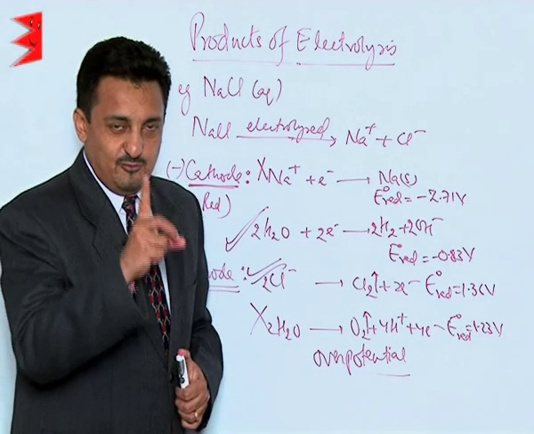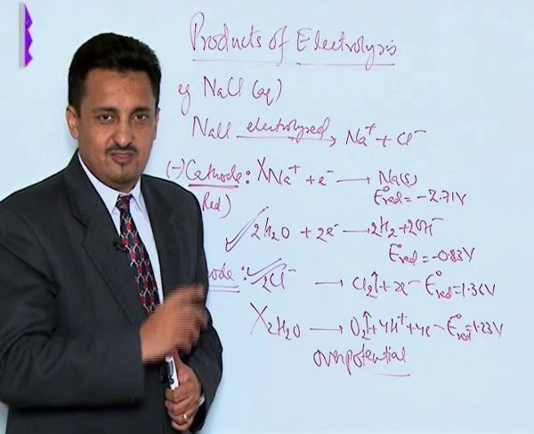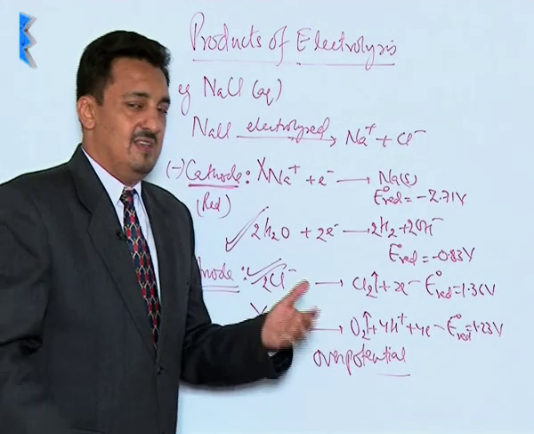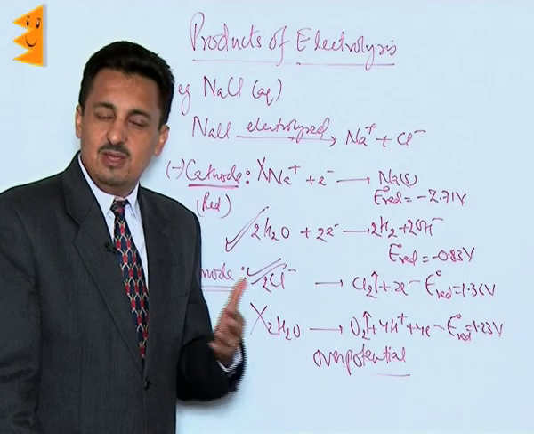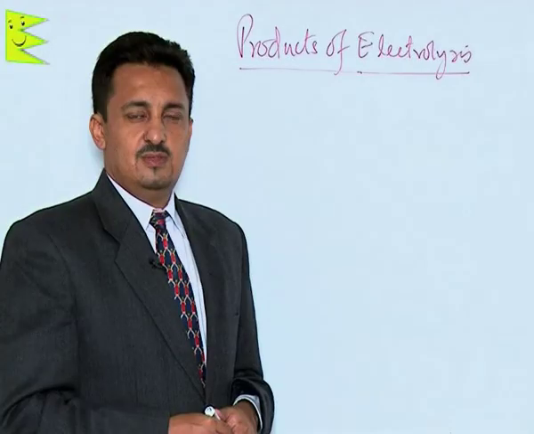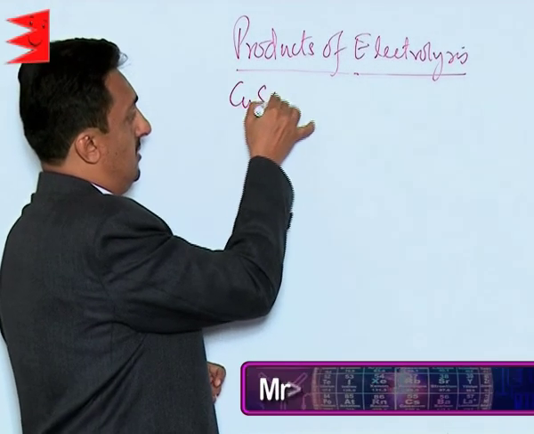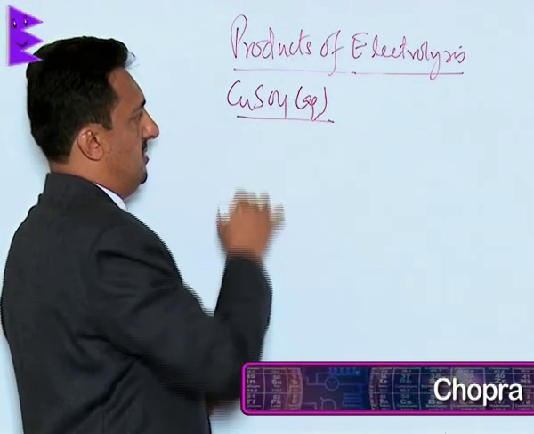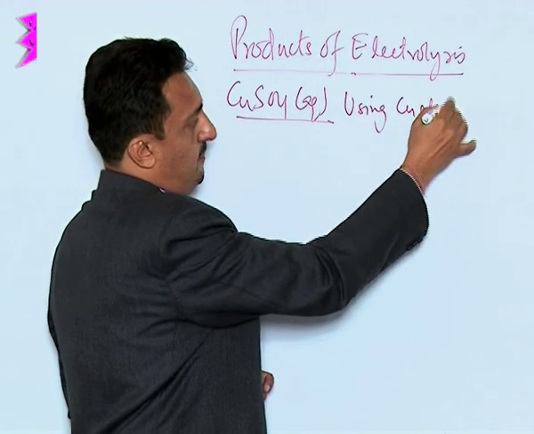So remember, whenever we are doing the electrolysis of aqueous chloride salts, always at the anode you will be getting chlorine gas, because there will always be a clash between chloride ions and water, and out of these the chloride ions will be the one which gets oxidized. So this is the one example. Let us take the second example of copper sulfate aqueous solution using copper electrodes.